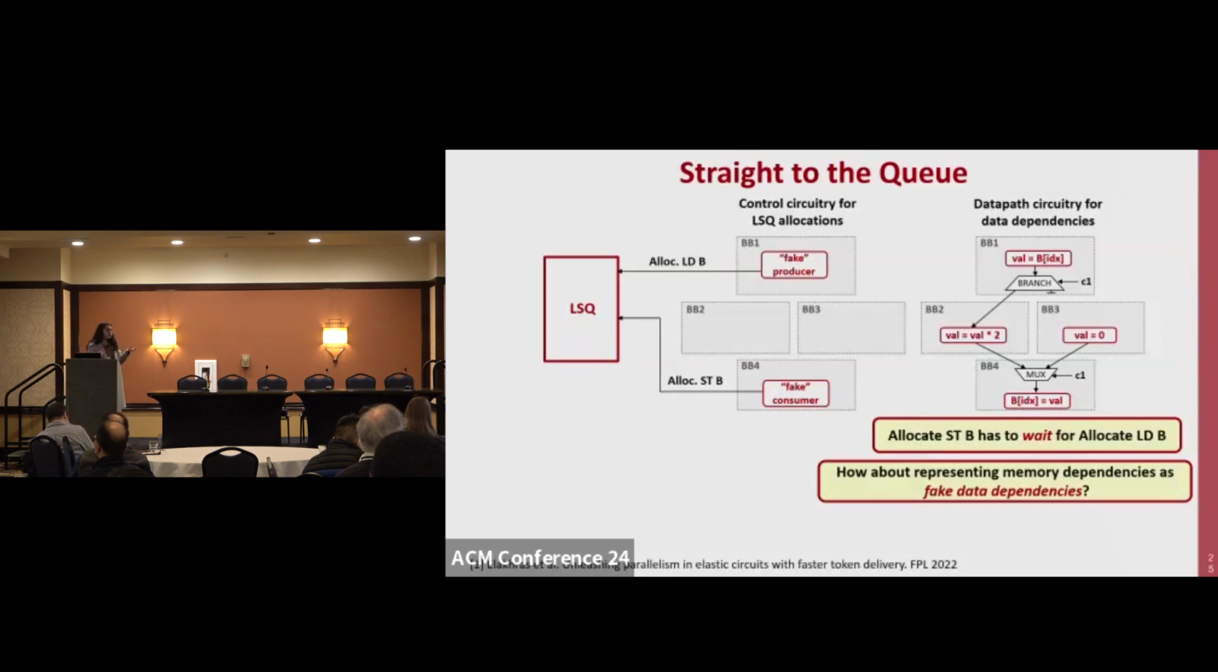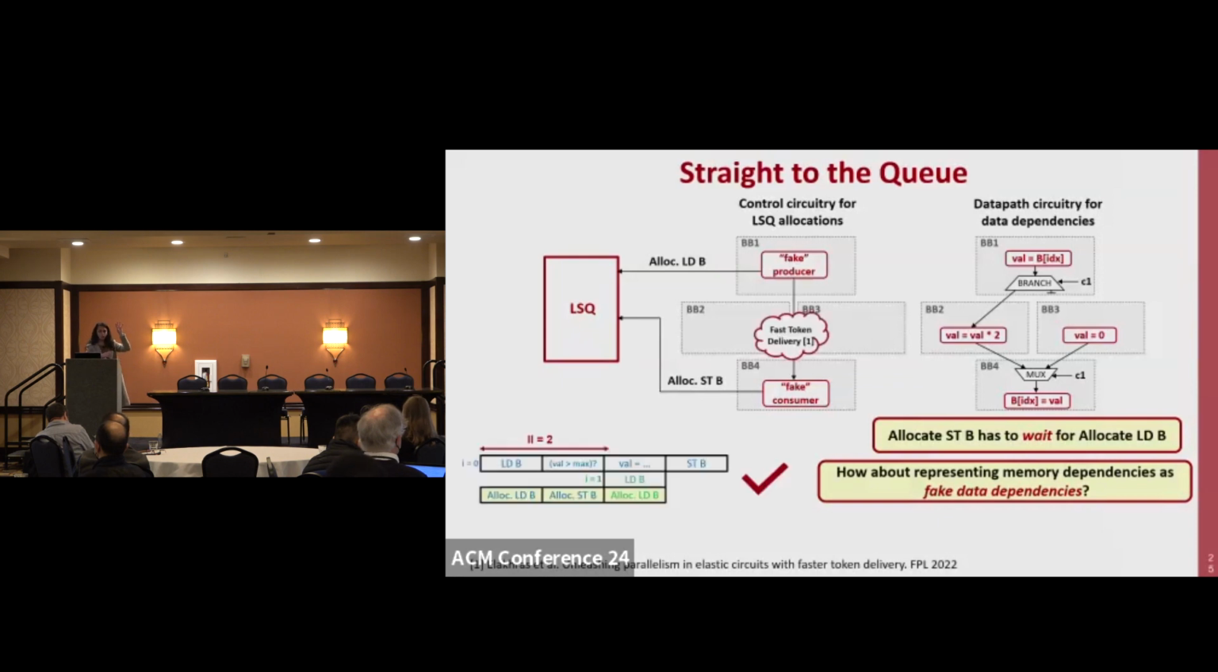So if we are able to represent the memory dependencies as fake data dependencies, we can do the trick of having the right order. And then after adding those fake producers and consumers, we can run our fast token delivery algorithm that generates the circuits honoring the minimum possible control flow. And with this, we can achieve our desired performance of starting a new iteration every 2 cycles.